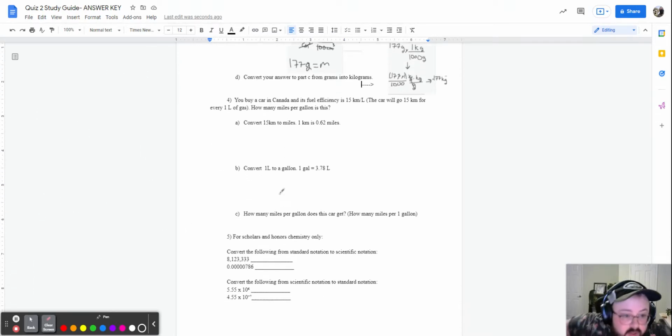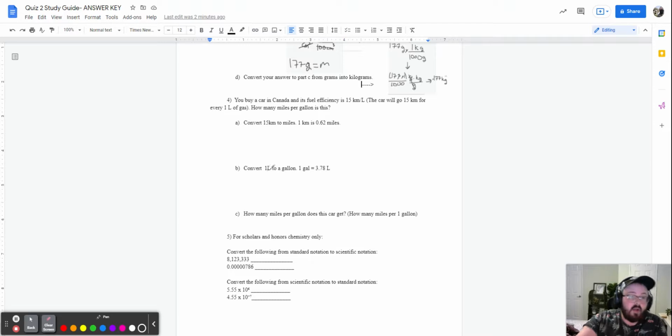All right. Last two questions. You buy a car in Canada and its fuel efficiency is given to you as 15 kilometers per liter. So again, that means that the car will go 15 kilometers for every 1 liter of gas. And I asked you to convert this to miles per gallon. If you buy a car in an international place, their fuel efficiency is probably going to be different. It's not going to be in miles per gallon. For example, my car gets about 30 miles per gallon. I don't know what that is in kilometers per liter because I know miles per gallon. I know that 30 miles per gallon is pretty good, especially for a midsize car like I got.